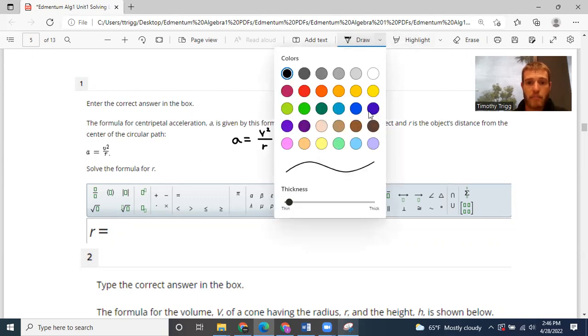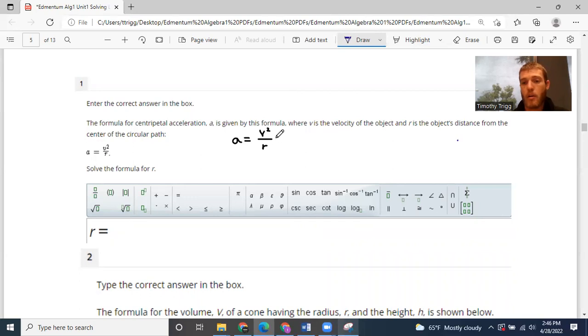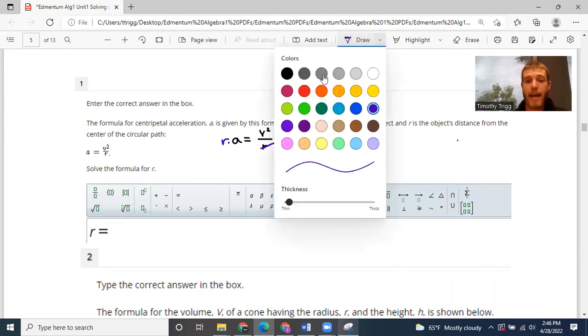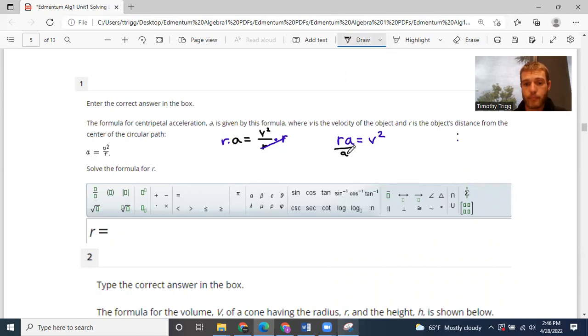Now, my goal is to get R by itself, but notice R is in the denominator. Whenever I have a fraction that I want to cancel, I'm going to use multiplication. You always multiply by the denominator if you want to cancel a fraction. So I'm going to multiply by R, canceling it. But that means on the left side, I'm going to multiply by R as well. So on the left side, we have RA equals, and on the right side, we have V squared. Now my goal is to get R by itself, so we divide by A on both sides. R equals V squared over A.